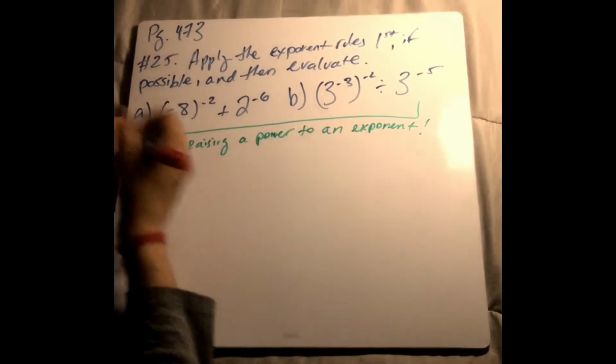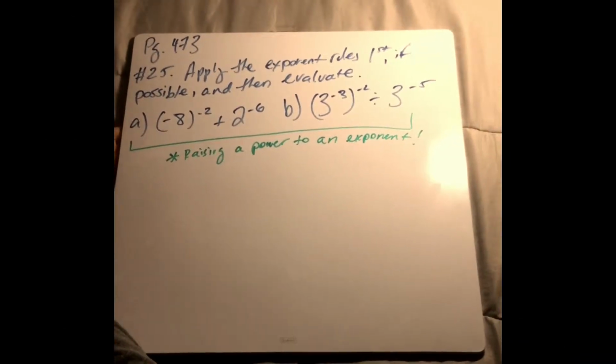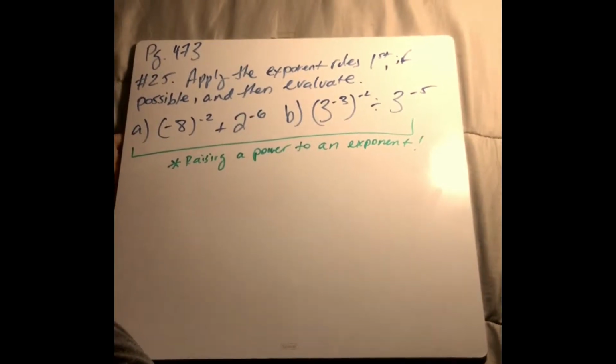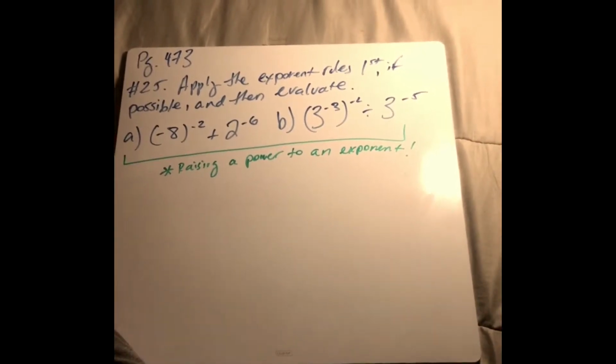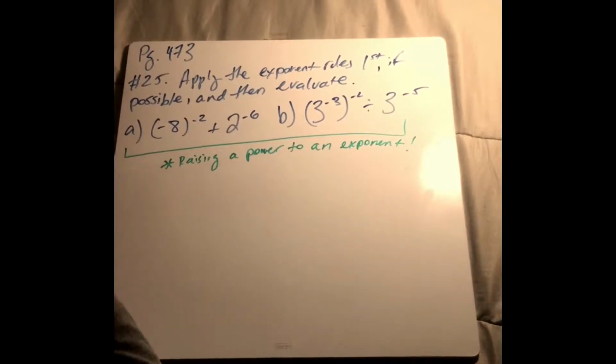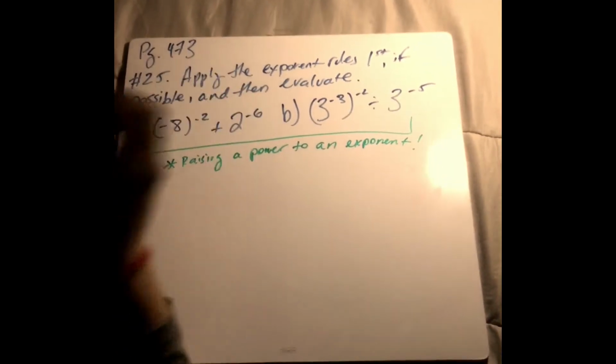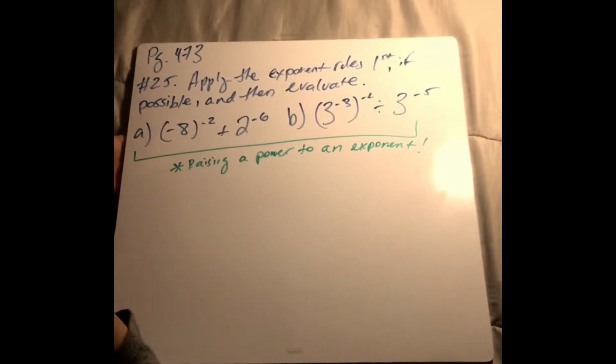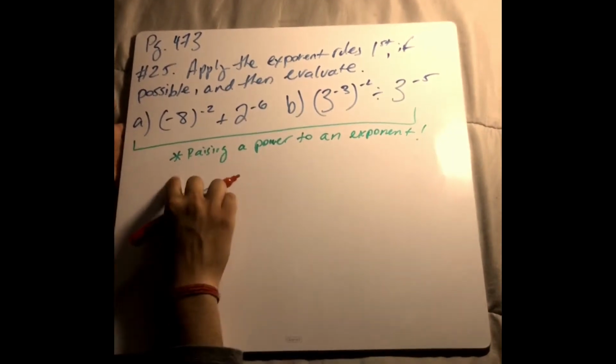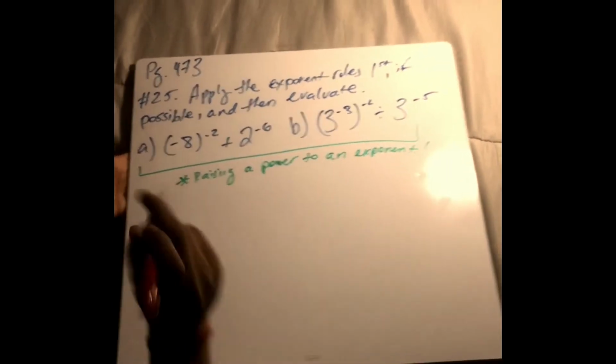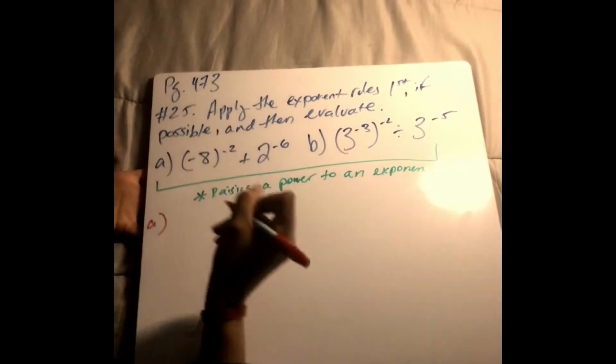Okay, so today we will be doing question number 25 on page 473. The question states, apply the exponent rules first, if possible, and then evaluate. For part A, we have negative 8 to the power of negative 2 plus 2 to the power of negative 6. This exponent rule is called raising a power to an exponent. So we're going to do part A first.